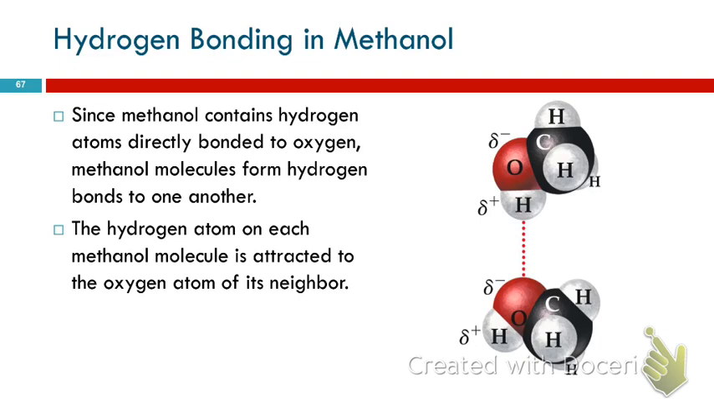Methanol, we look at this one and we say ET phone home, fluorine, oxygen, or nitrogen bonded to hydrogen. Well, here's oxygen, and it's bonded directly to a hydrogen. So this molecule will have hydrogen bonding. The hydrogen of one that's bonded to this oxygen is going to be attracted to an oxygen on the neighboring molecule. This dotted red line is the hydrogen bond, attraction between two molecules.